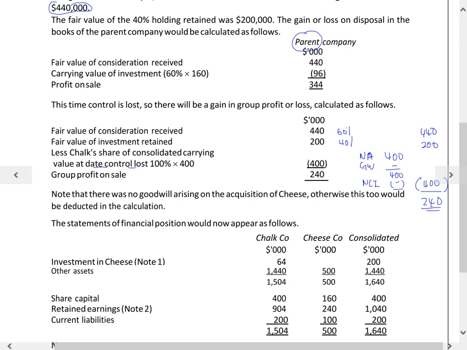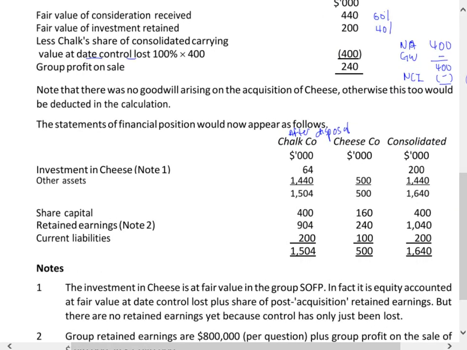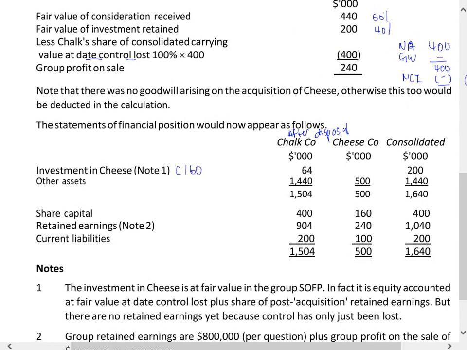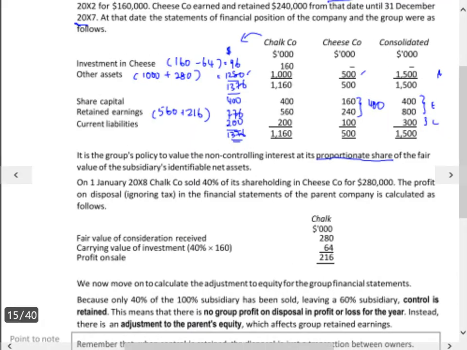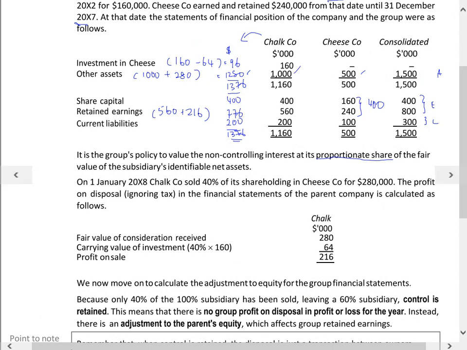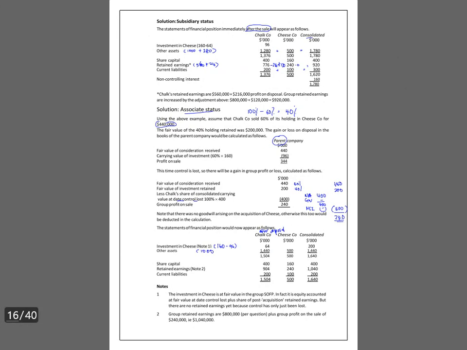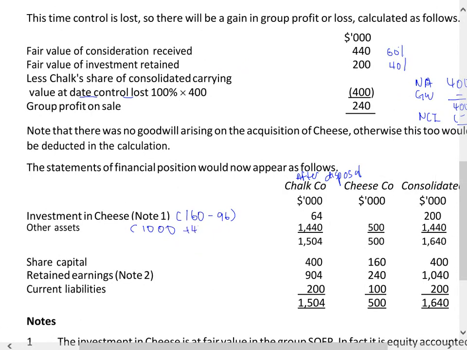So this is after disposal. 160, I sold 60%, 96, after disposal. Originally, I have 1,000 here. Now that I sell 60%, I collected 440. Therefore, 1440. What happened to my retained earning? 560.